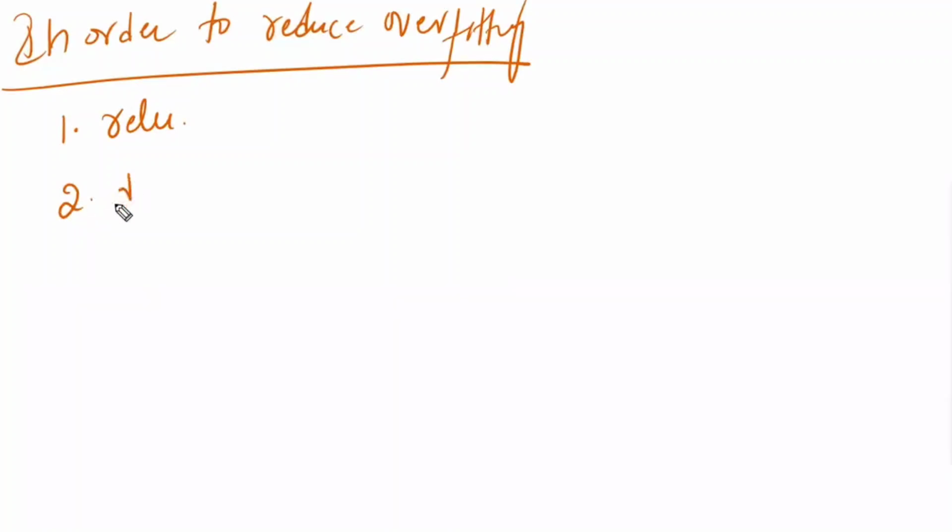Second one, there is called dropout. Dropout means drop randomly some connections. Instead of connecting to everything, drop some of the connections. Drop some of the connections.